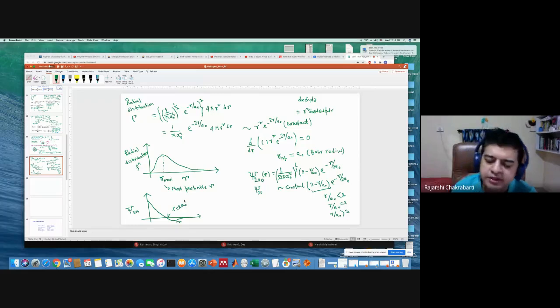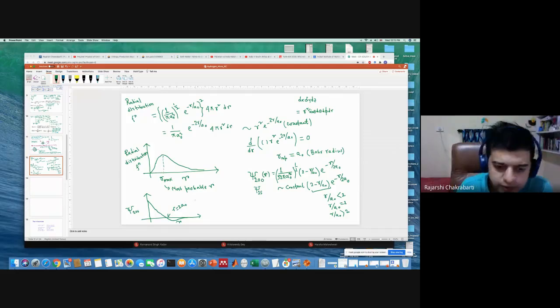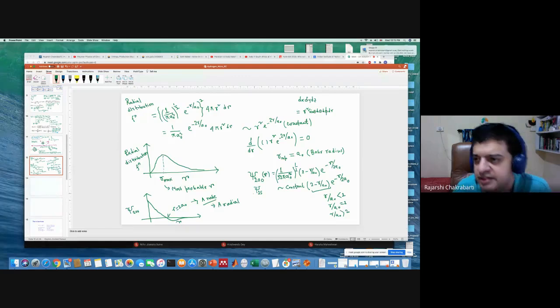More precisely, this is called a node when the wave function changes sign. It is plus here, and then it becomes minus, so it has to go through 0. So it is called a node. So you have a node here. And this is a special kind of node, called a radial node, because it is along the radial direction, isn't it? It is in r. It's called a radial node.